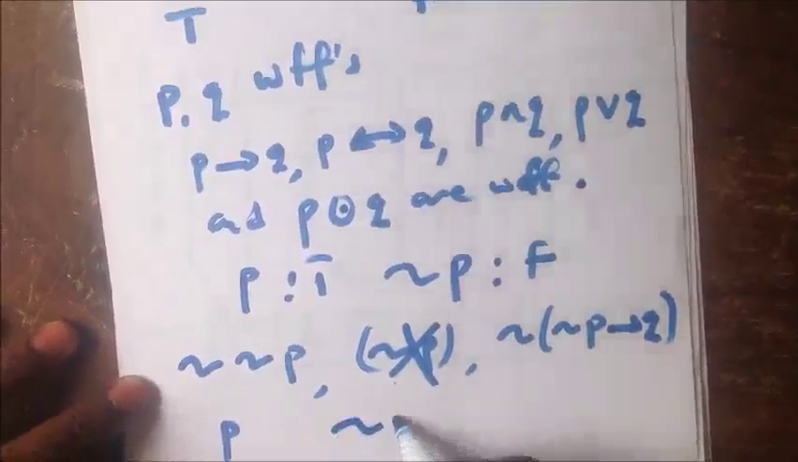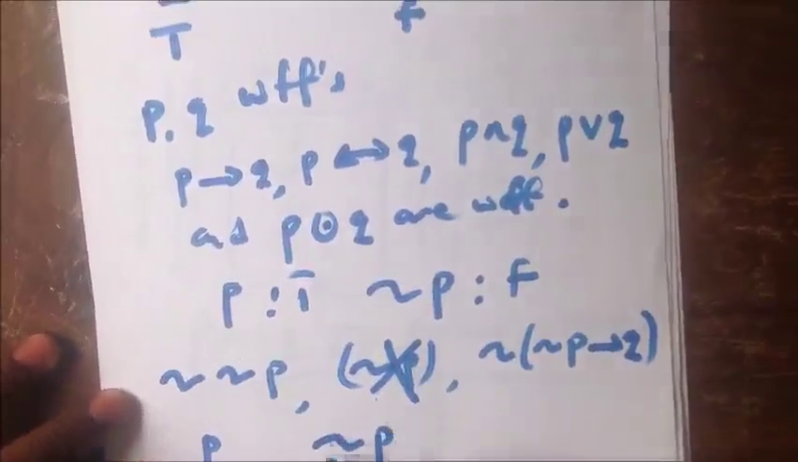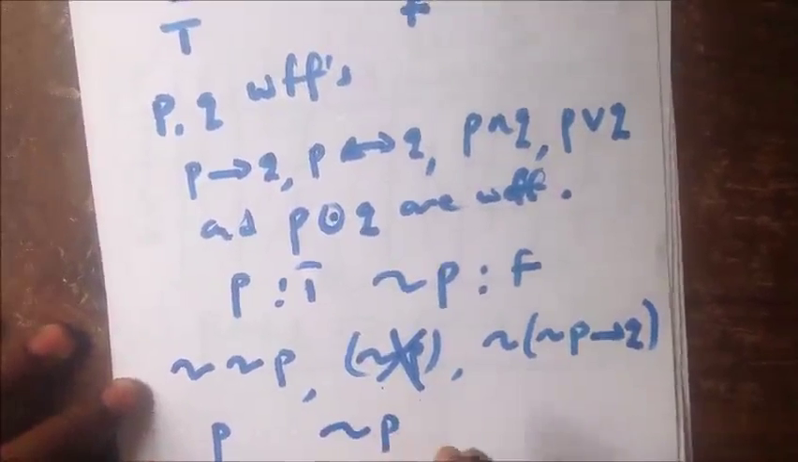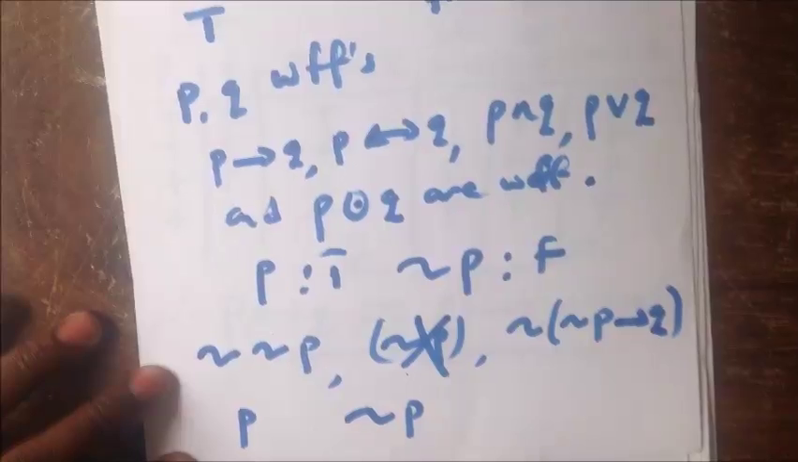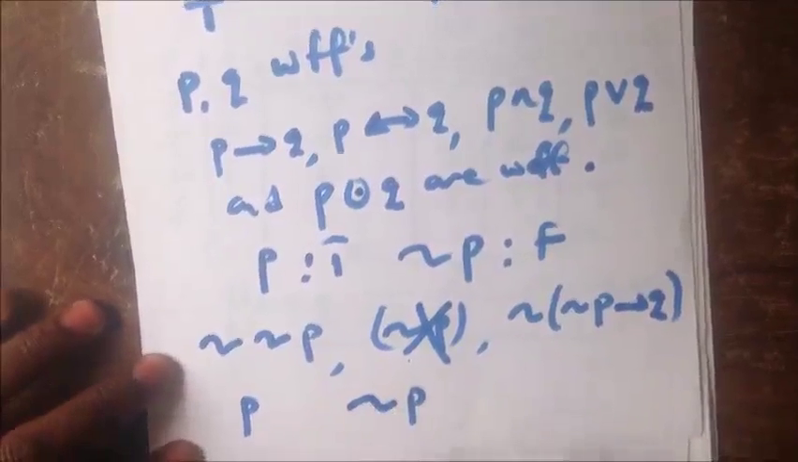But we can have the negation of P. It's a well-formed formula, but we cannot have the bracket of it. In logic, brackets mean a lot, so you have to be careful about what you take as a well-formed formula. So thank you very much.